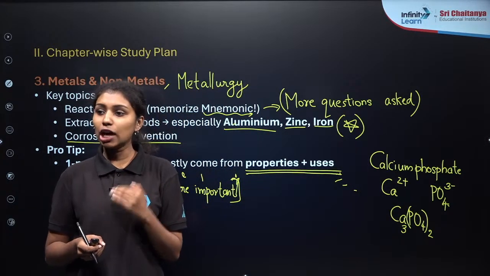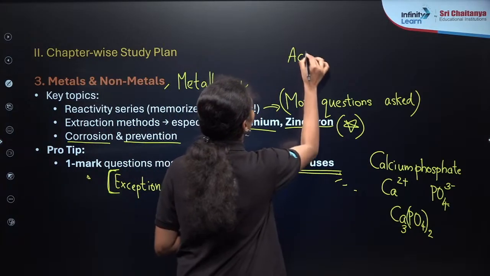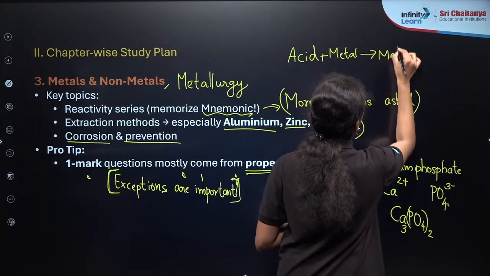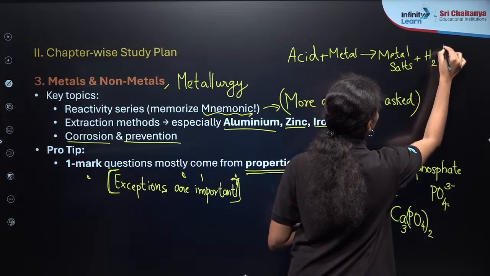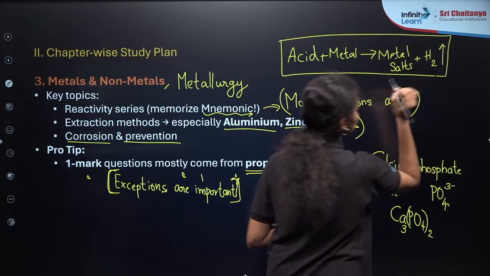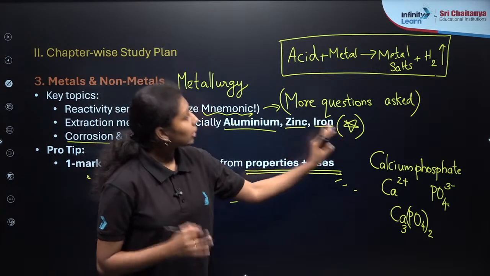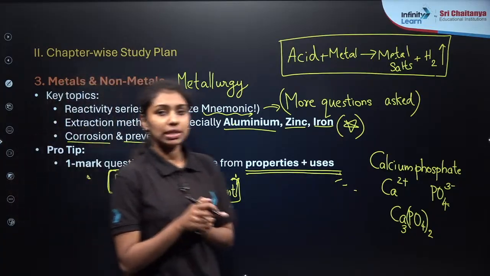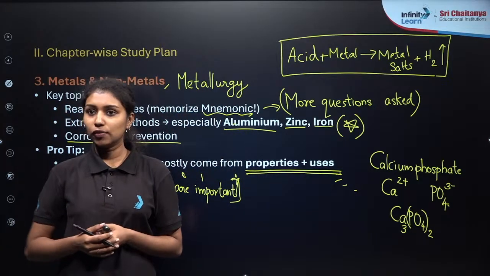Then one more question was there: how can we memorize the reaction for acid and metal? If you treat any acid with a metal, it will form the corresponding metal salt along with hydrogen gas. For example, if you treat zinc with hydrochloric acid, it will form zinc chloride plus hydrogen gas. So this is a simple trick to find the reaction between acid and metal. We have already recorded the session for metals and non-metals. I have already mentioned the important points to remember there, so you can revisit it and get a proper idea.